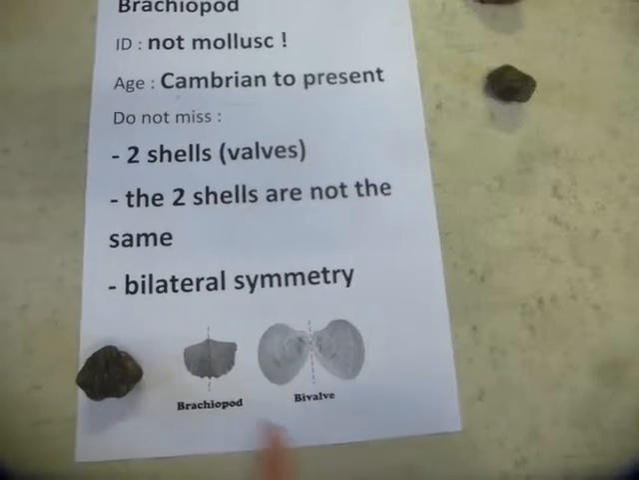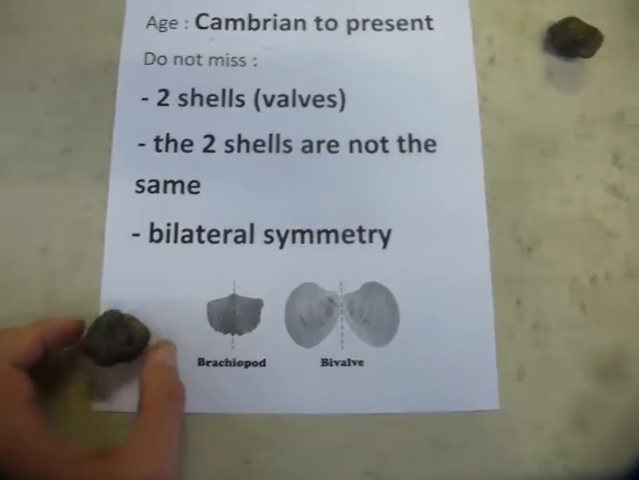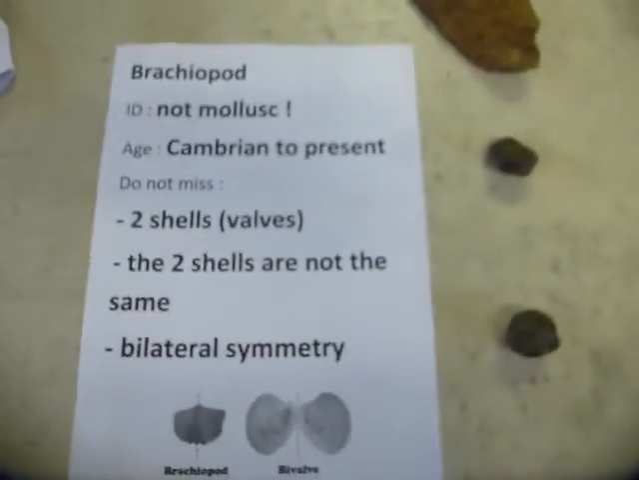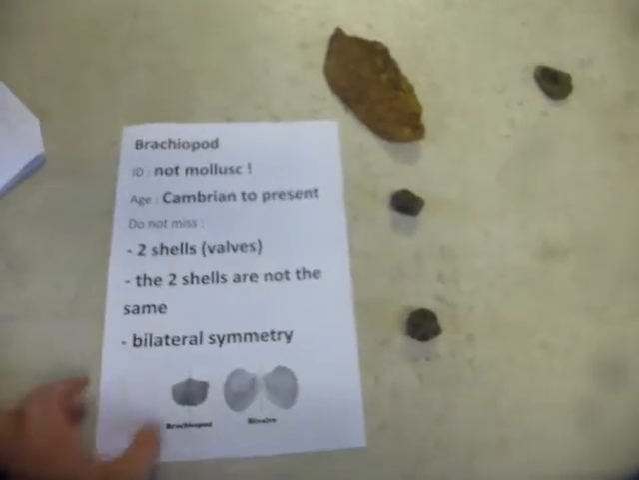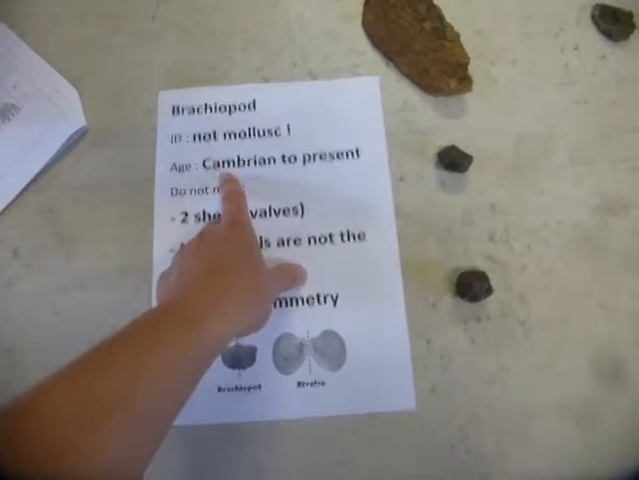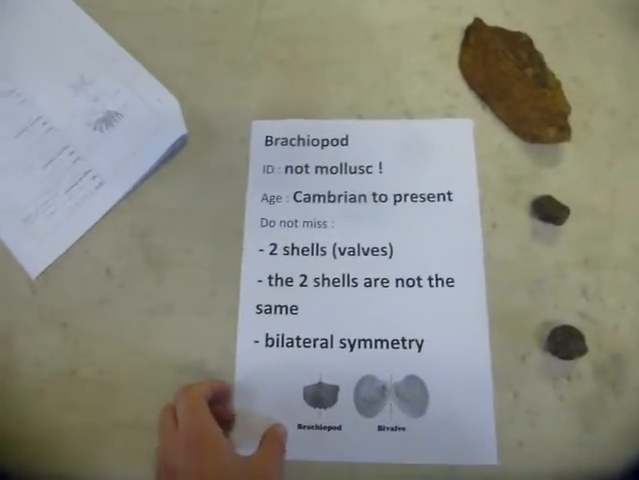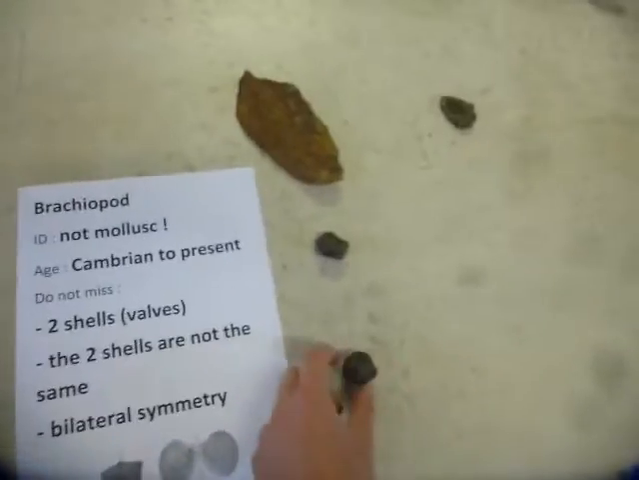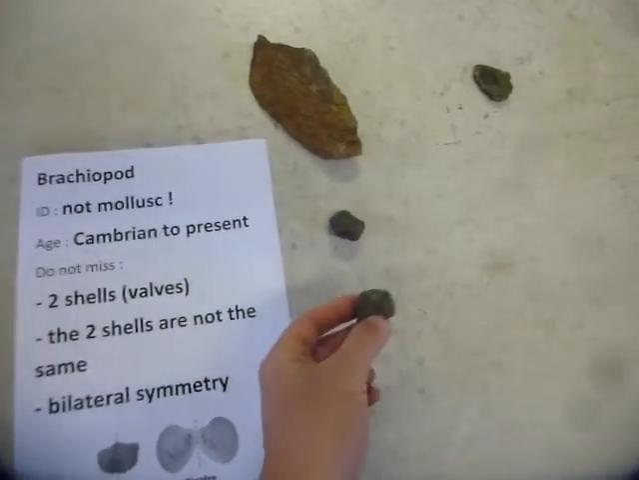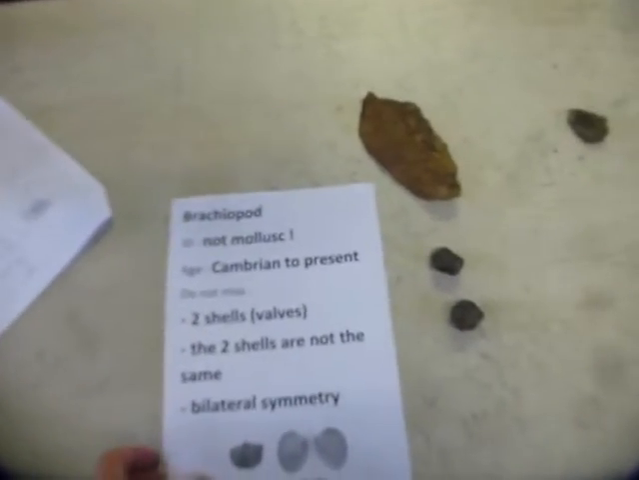If the 2 shells are the same, it's a bivalve. If the 2 shells are different and the symmetry runs in the middle of the shells like this, it is a brachiopod. So now how do you use these animals for stratigraphy? Brachiopods and bivalves have both been on Earth since the Cambrian, but brachiopods were dominant in the Paleozoic, and bivalves have been dominant since the Mesozoic, and they are still dominant today. So you have more chance to find brachiopods in the Paleozoic, and you have more chance to find bivalves in the Mesozoic and Cenozoic.